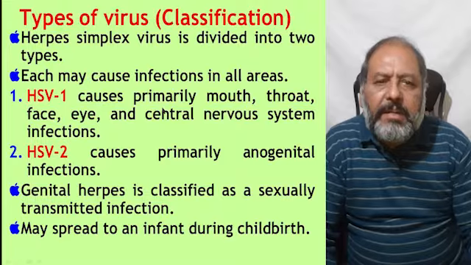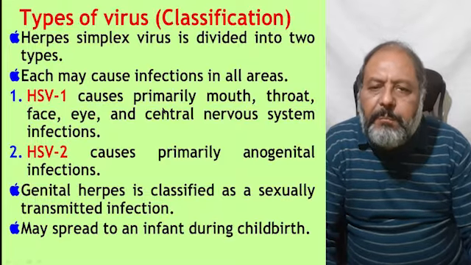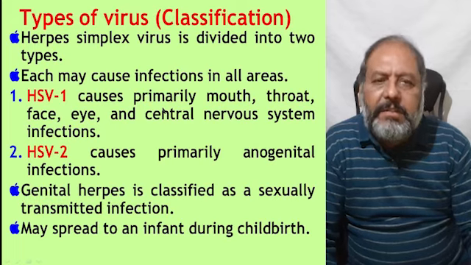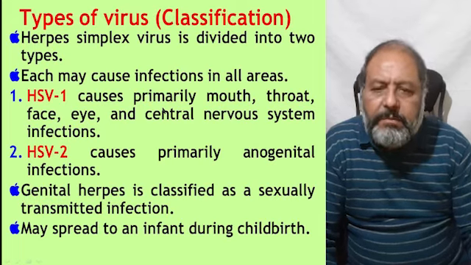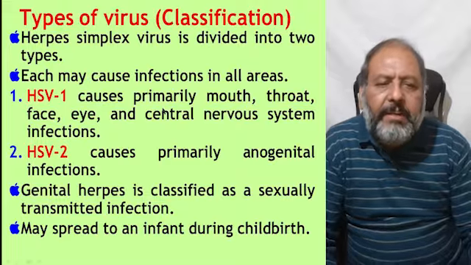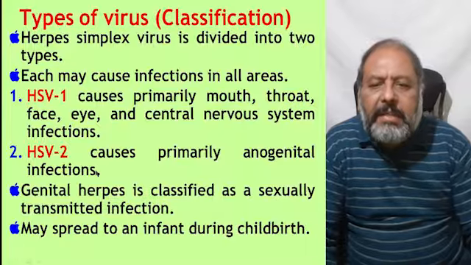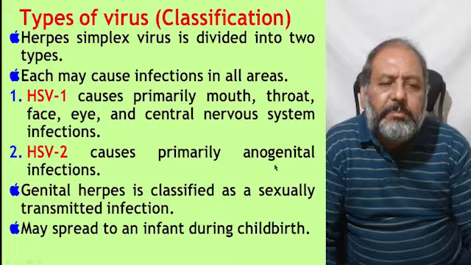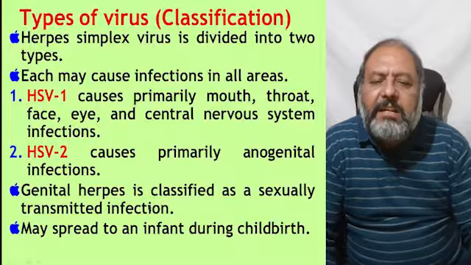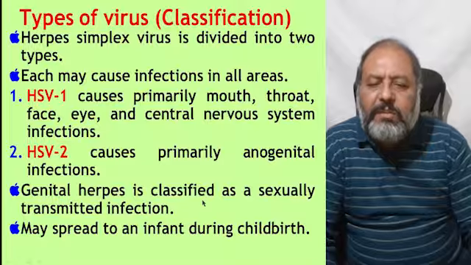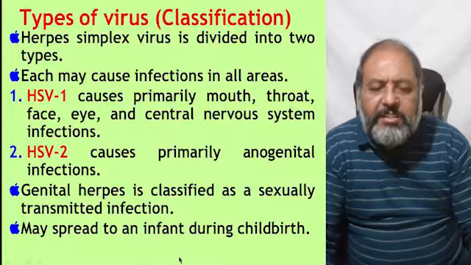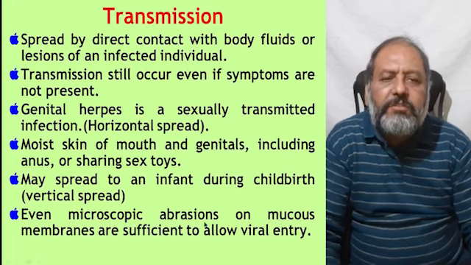Now, types of the virus or the classification of the virus. Herpes simplex virus is divided into two types. Each may cause infection in all areas of the body. HSV 1 causes primarily the mouth, throat, face, eye, and central nervous system infection, and HSV 2 causes primarily anogenital infection or genital infection. Genital herpes is classified as a sexually transmitted infection. It may spread to an infant during childbirth from the mother to the child.